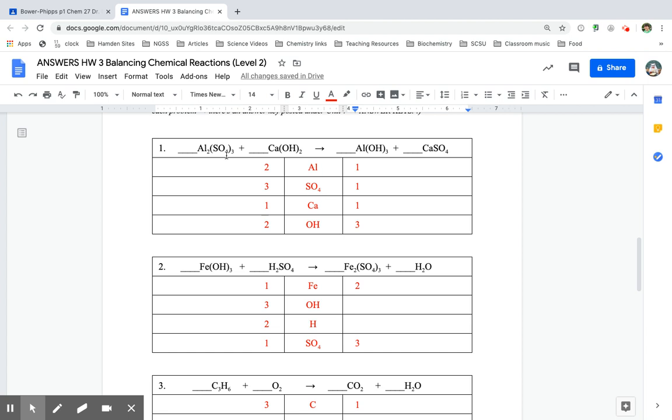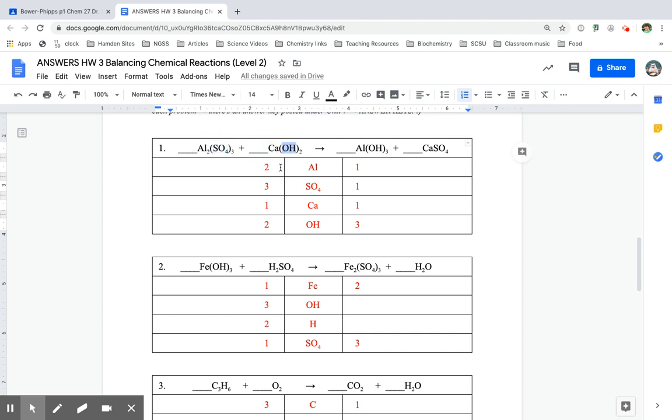Problem number 1, you had a double replacement reaction. The first step, again, is to write down all of your elements in here. Remember, the trick that we're using here is that if it has a parentheses around it, or if we can find it on the back of our periodic table, it's a family. So count it as a family here. I've written down all of our elements and families here, right? We have Al and SO4 and Ca and OH.